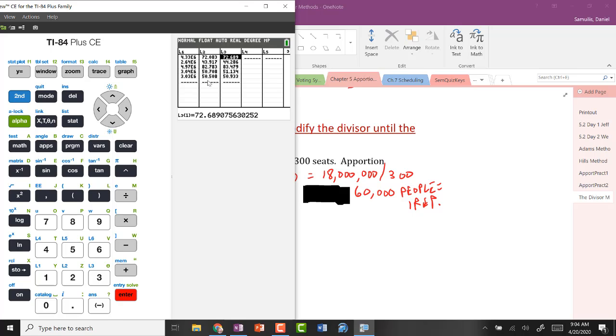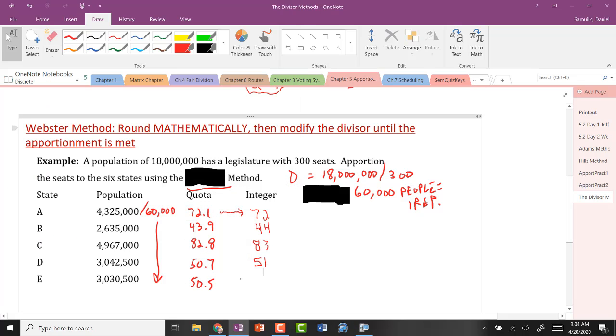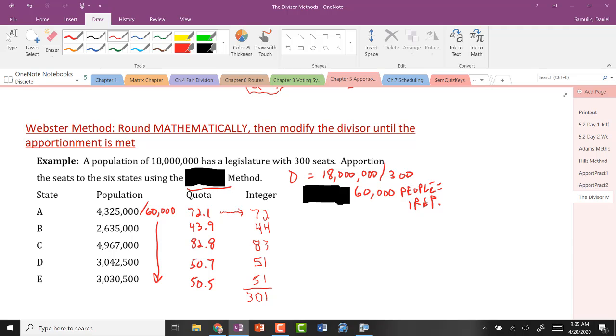If this was 50.47, that would round down to 50. But it wasn't. It was 50.508. So this is 51. Bummer. We were close. 6, 7, 8, 9, 10. This is 301. Only in Webster's method, when you round mathematically, you could end up getting right on the dot what your apportionment is, because some may round up, some may round down, and it may hit that 300 right on the dot. So close. But you know what this is? It's a little too large.